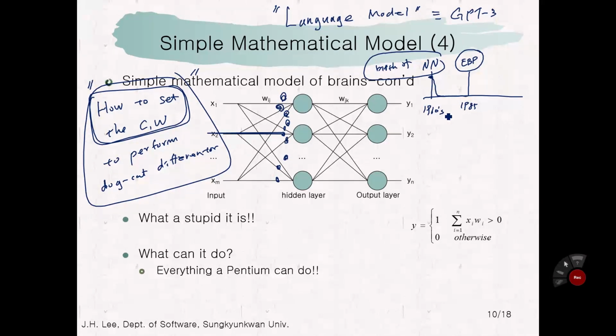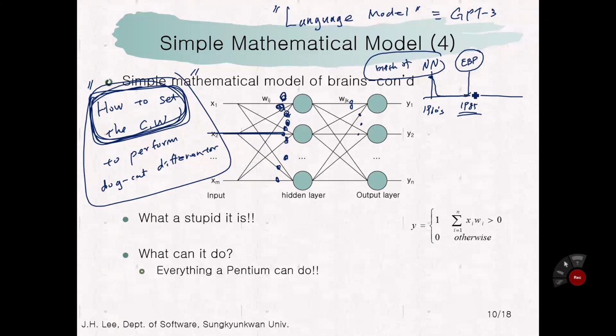Why? We did not have the training algorithm, which means that at that time we could not set up the connection weight. We could not make a dog-cat differentiator with a neural network. We could not make a stock index predictor with a neural network. We could not make GPT-3 with a neural network because we could not set up the connection weight. But in 1985, a first training algorithm to set up the connection weight was proposed.